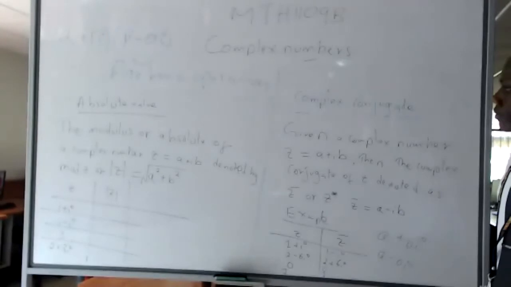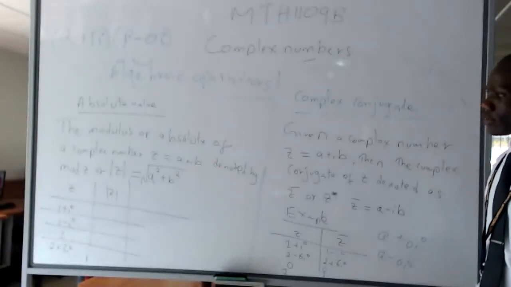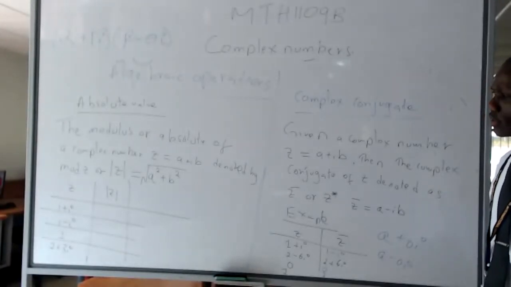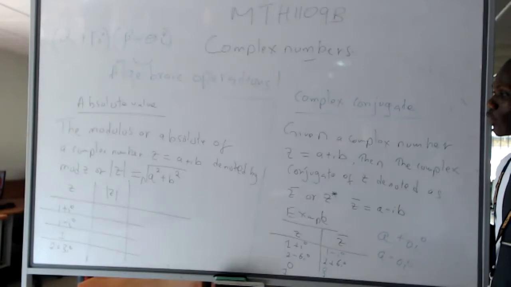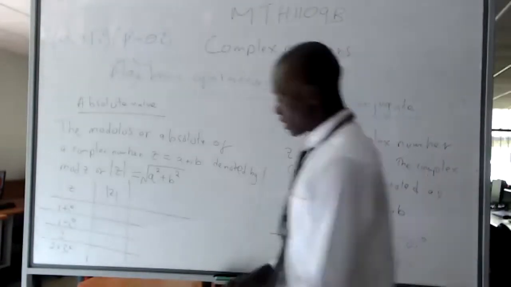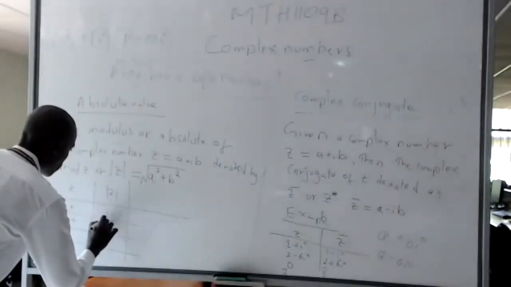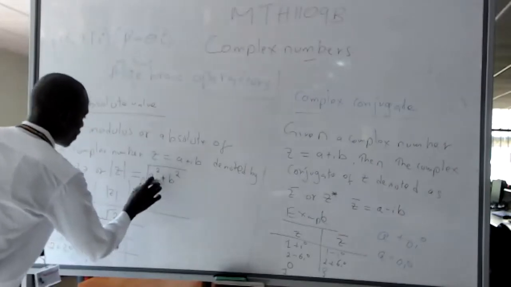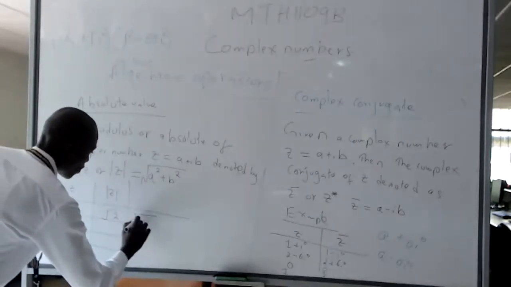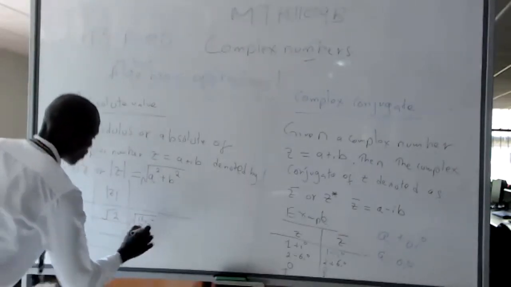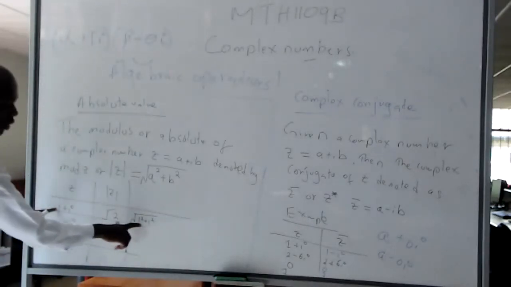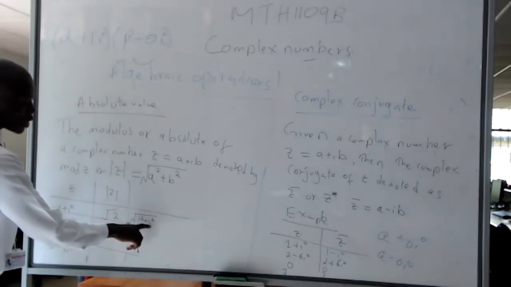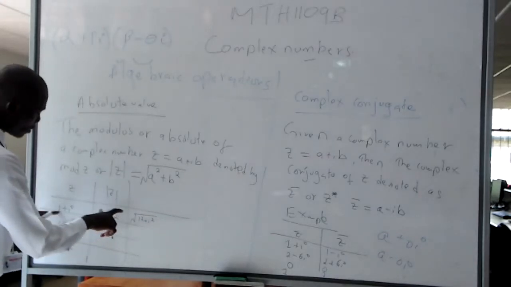Square root of 1 squared plus 1 squared is square root of 2. Good. Because by definition, it should be the square root of 1 square plus 1 square, where 1 is the real part and 1 is the imaginary part. 1 square is 1, 1 square is 1, so 1 plus 1 is 2. So we get square root of 2.